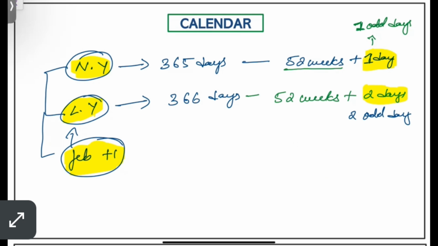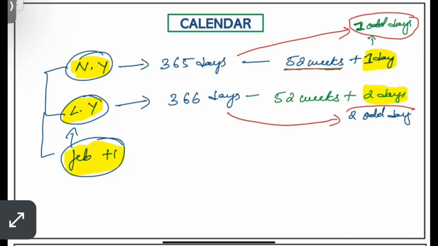So try to remember this. In a normal year, we have 52 weeks and 1 day extra, which is 1 odd day. So the simplest thing is this: a normal year has 1 odd day and a leap year has 2 odd days. You need to remember that. A normal year has 1 odd day and a leap year has 2 odd days.